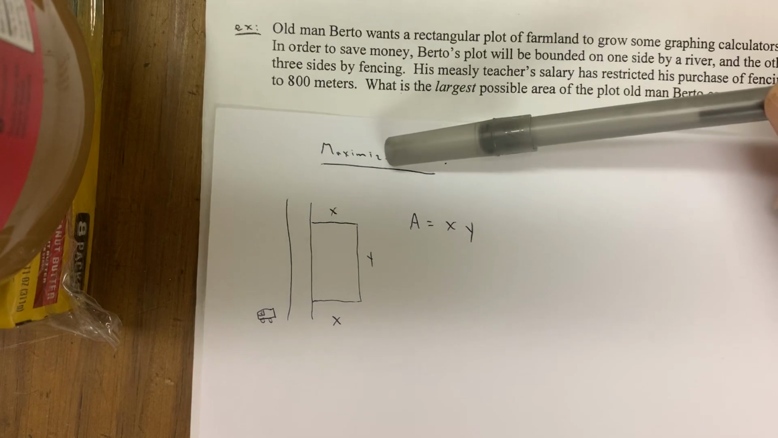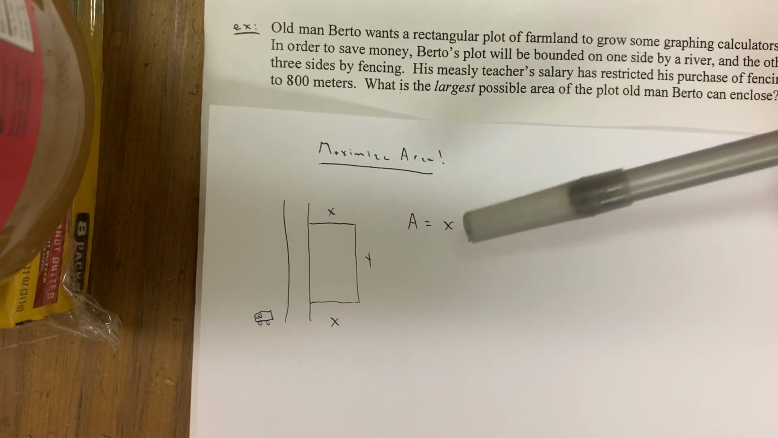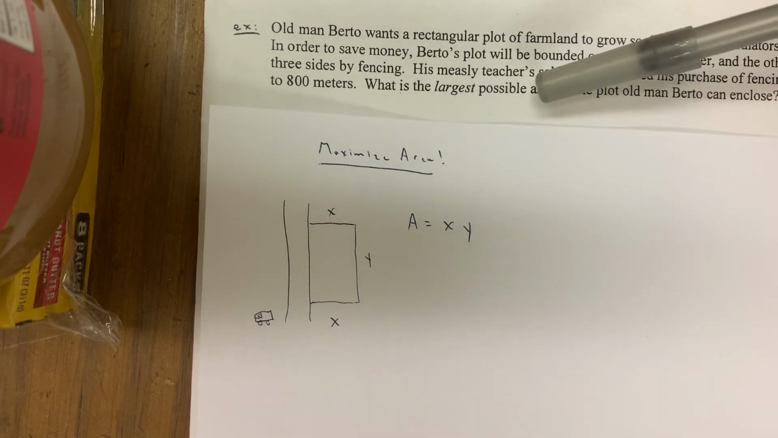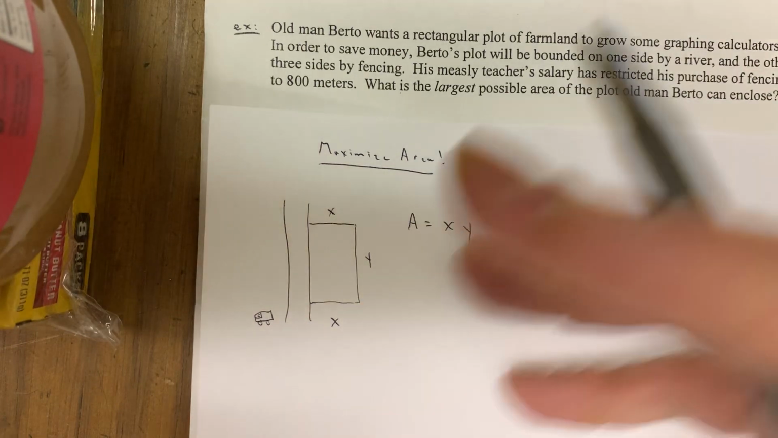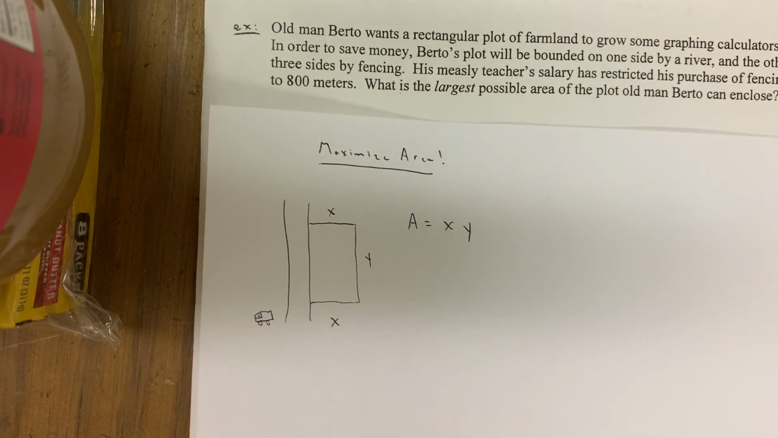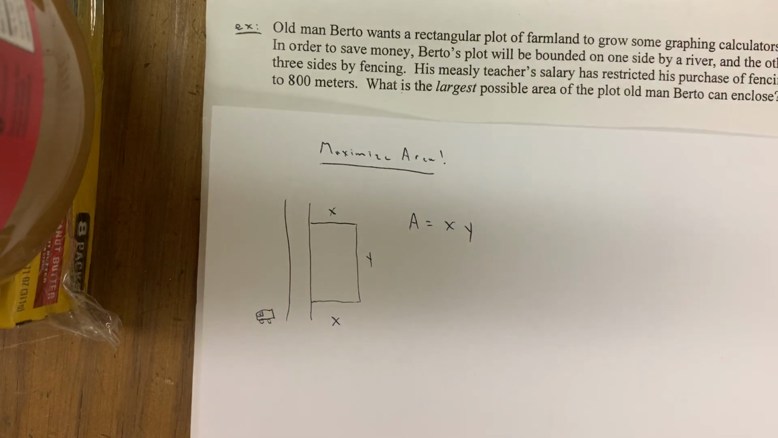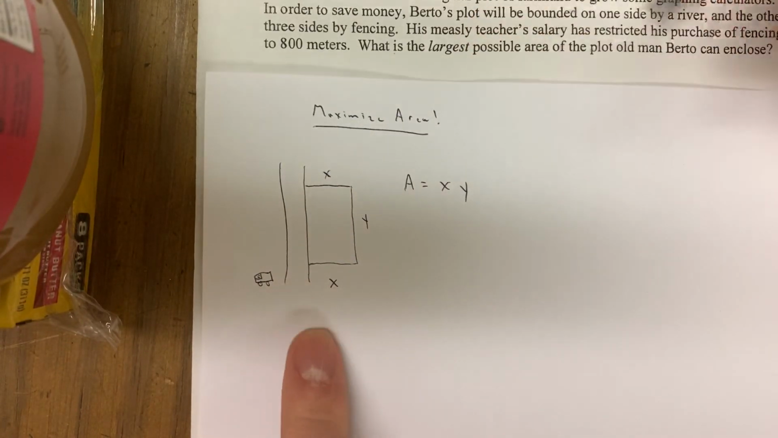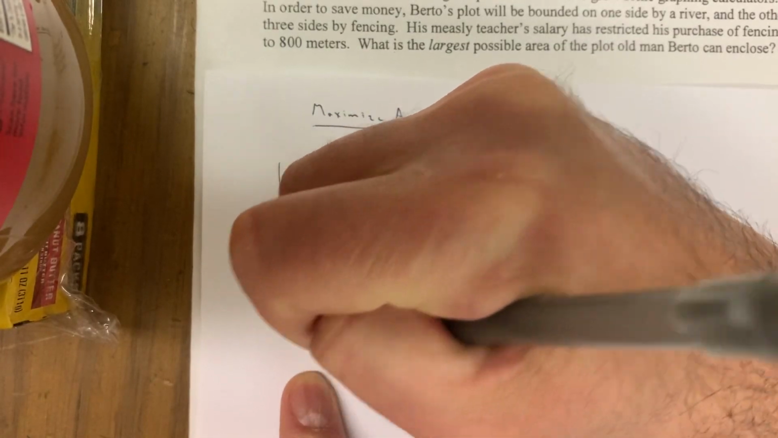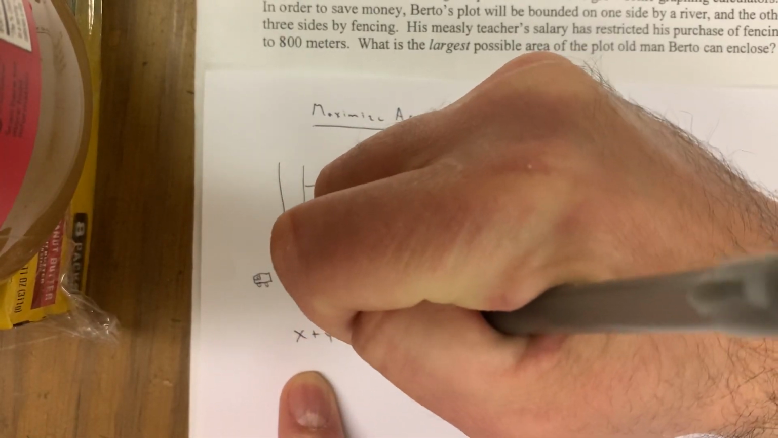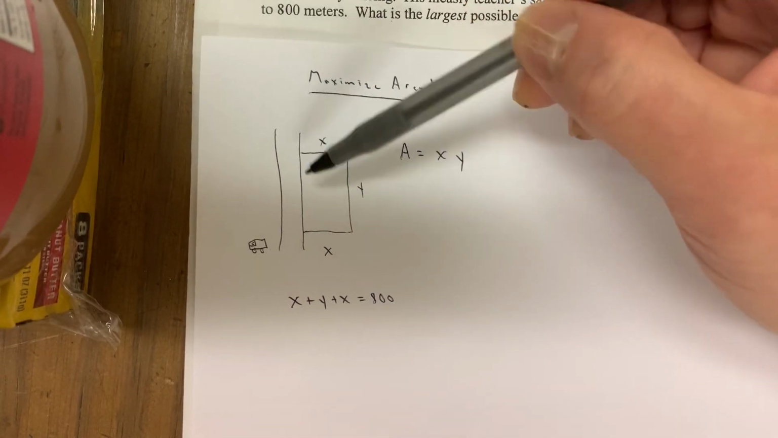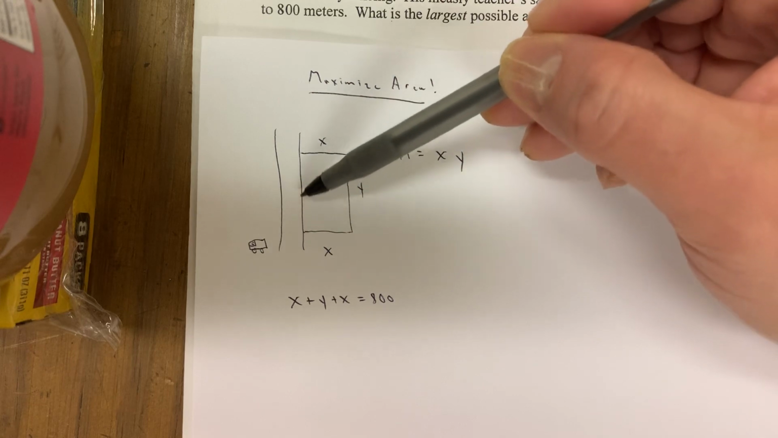So look, find out what to maximize and minimize, get an equation for that thing, but now you need to get it down to one variable. And there's got to be some kind of restriction. They can't just be like, what's the largest possible area the plot Old Man Berto can enclose? And you can be like, oh, the entire world, grabbing calculators everywhere. No, there's a restriction. There's only 800 meters of fencing. So x plus y plus x has to equal 800. It could equal less than 800, but that would not be a good way to actually maximize what your area is. Some people want to say the perimeter equals 800. Just be careful. We're not putting fencing right here on the river.